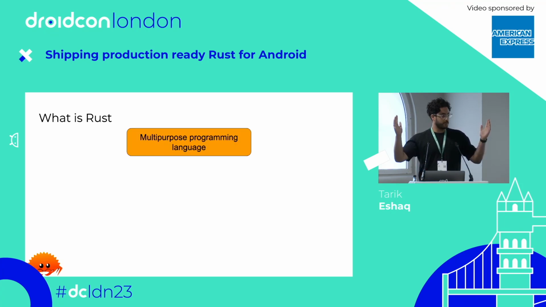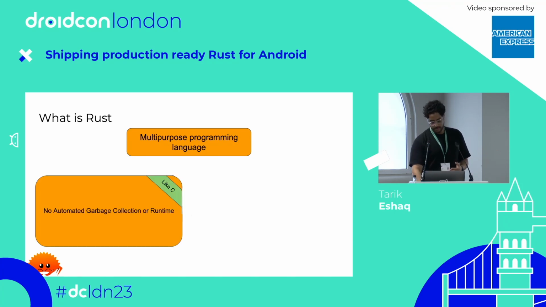So Rust, as most of you hopefully already know, is a multi-purpose programming language. It means you can use it to write a backend server, the same way you can use it to do what we're going to talk about today, which is ship it to the client on users' end devices. Like C, Rust has no automated garbage collection or runtime, which means that you don't usually have to ship a runtime or garbage collector with a Rust binary. It doesn't run on the JVM. It compiles directly to the CPU's native architecture.